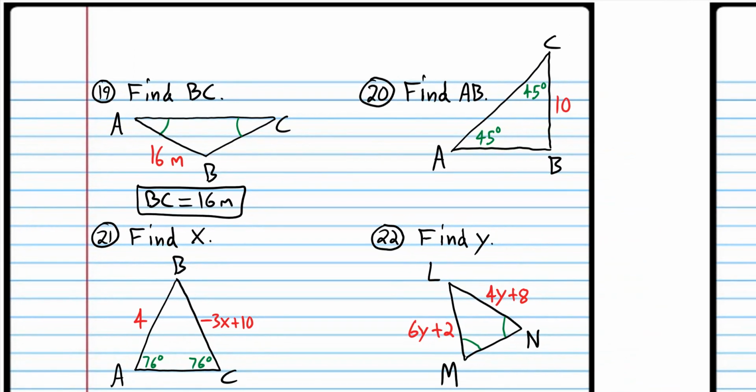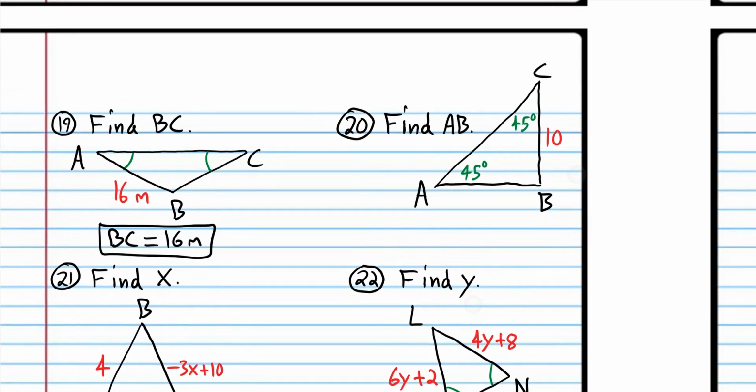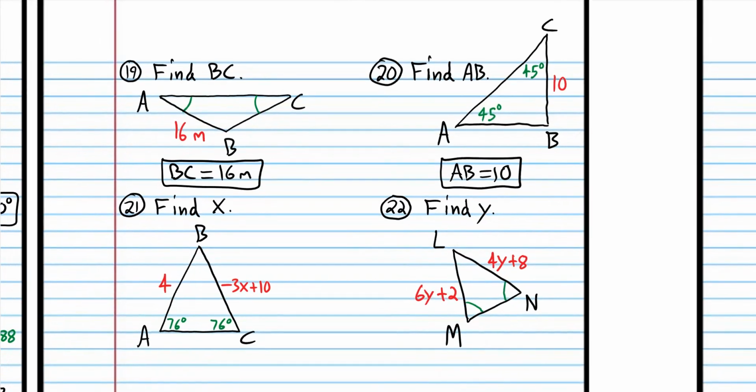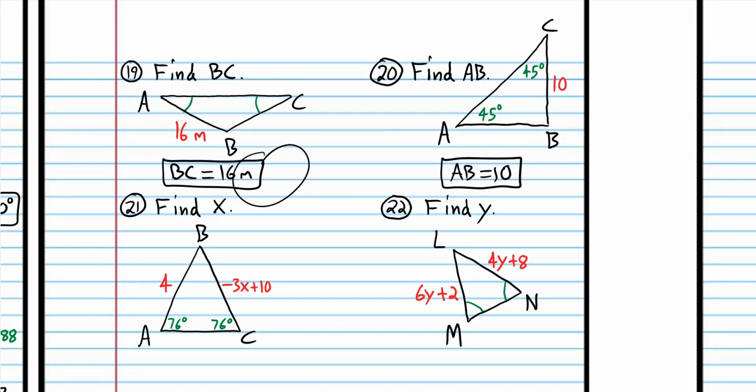So pretty easy stuff. Now this next triangle, number 20, we have two angles that are congruent, so that means the sides opposite must be congruent. So if CB is 10, that means AB must be 10 also. So again, sometimes you have units, sometimes you have something like meters, sometimes you have no units. If there's no units, don't write units. If there is units, write units.